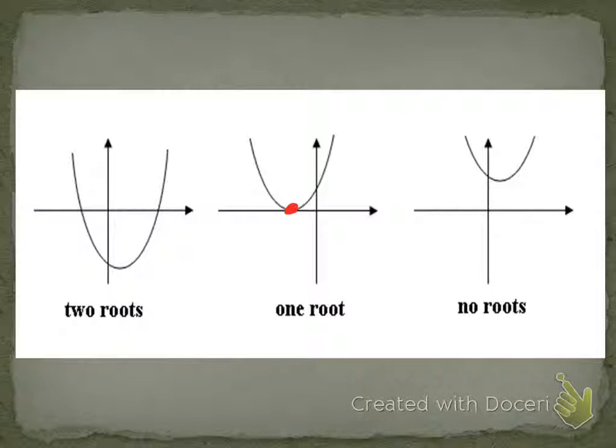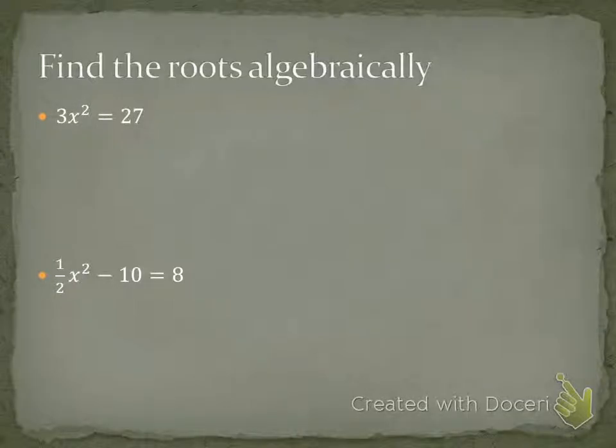okay? On this last picture here, you see that my parabola will never touch the x-axis. The vertex here is higher than the x-axis, and my parabola opens up. So it will never come down here and cross the x-axis, which means it will have no roots at all. Okay, so if you were to see a picture of a graph like that, you would know that there are no roots.